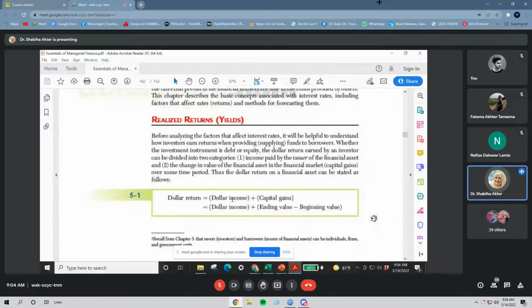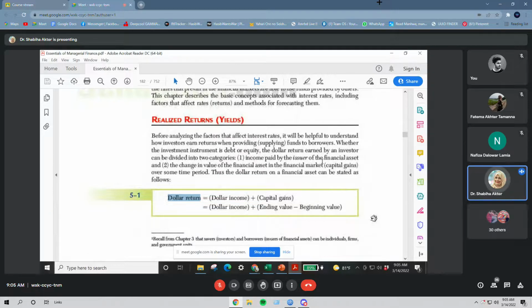Whether the investment instrument is debt or equity, the dollar return earned by an investor can be divided into two categories: income paid by the issuer, whether it's debt or equity, no matter. This dollar return earned by an investor can be divided into two parts. One is dollar income, another is capital gain. Now you need to understand what is dollar income and what is capital gain.